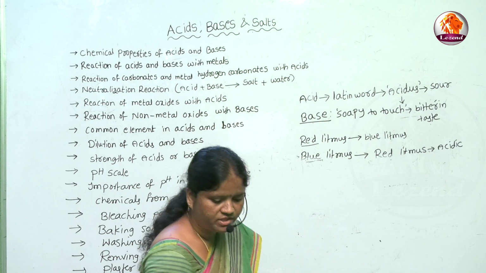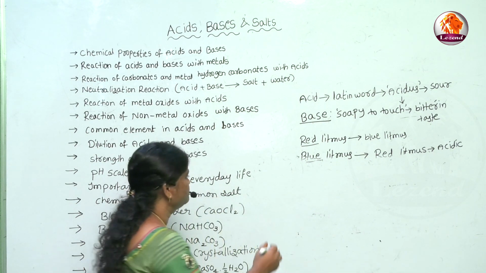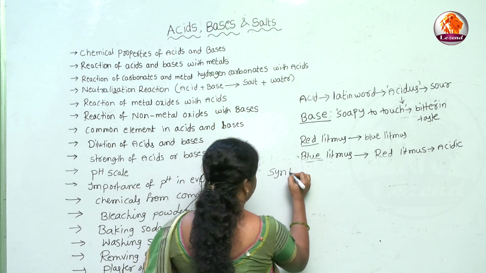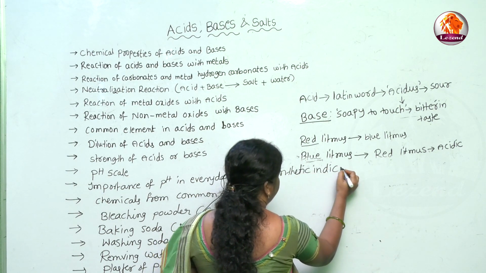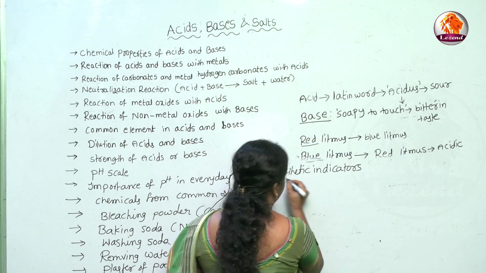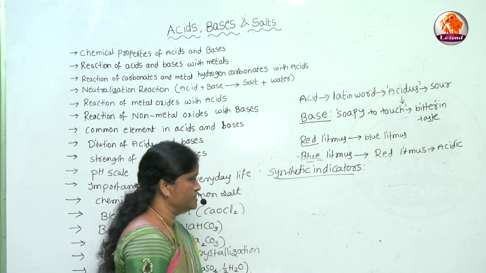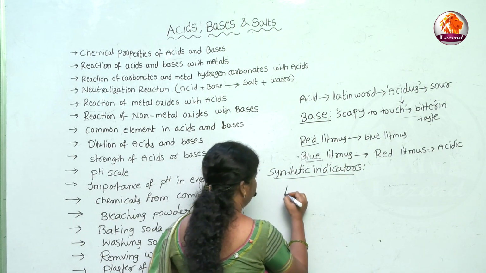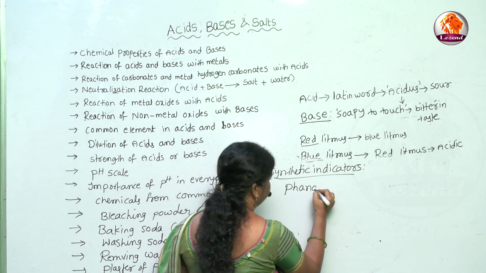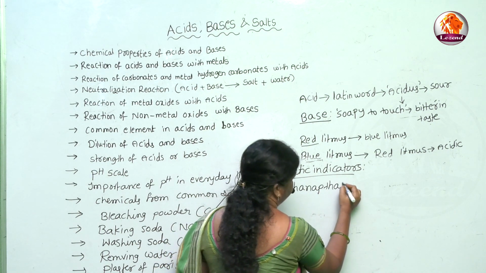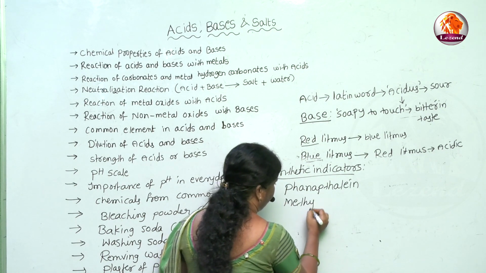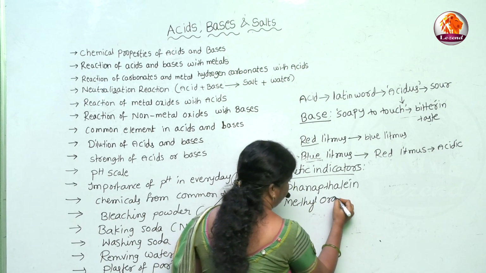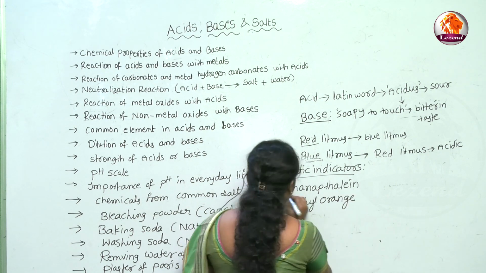Along with these, there are some synthetic indicators also, as I told you. Synthetic indicators also indicate the nature of the substance. Synthetic indicators we have are phenolphthalein and methyl orange.